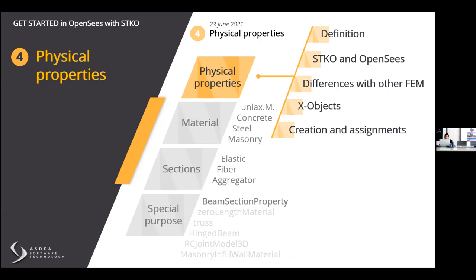So I'm going to define the physical properties, tell you how they are different between STKO and OpenSees, and between STKO, OpenSees and other software. Define what it is that it's an X object. We already talked about this in our first class, but I'm going to repeat it. And how to create and assign them.